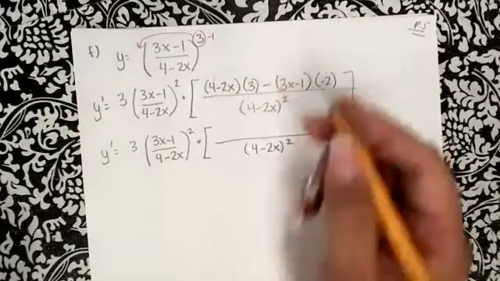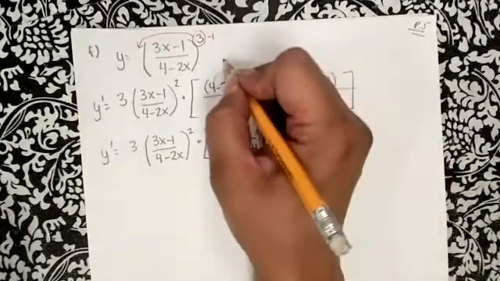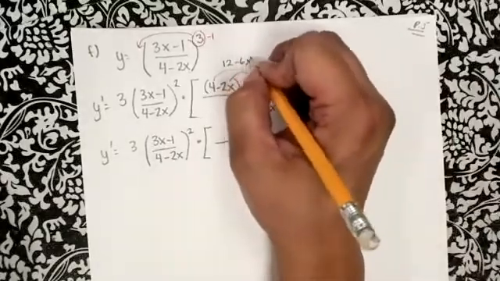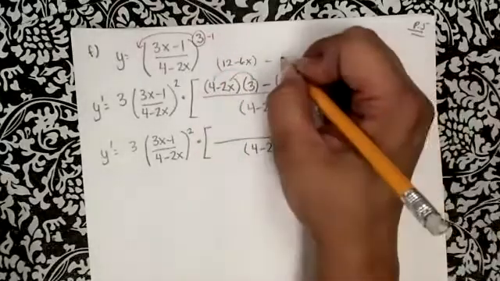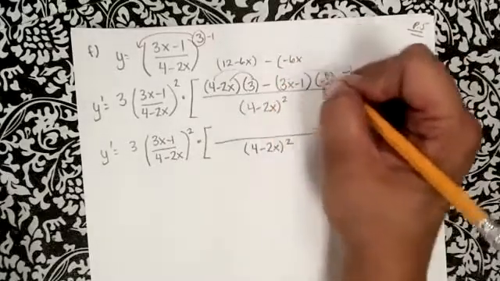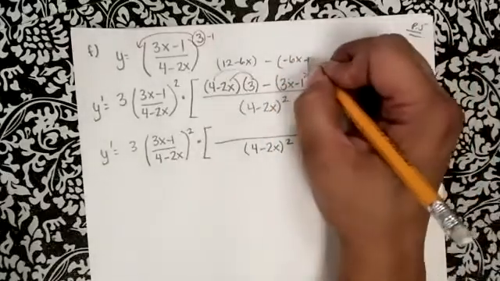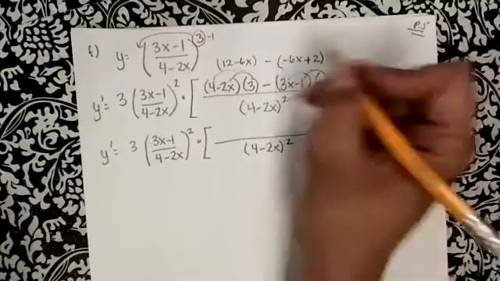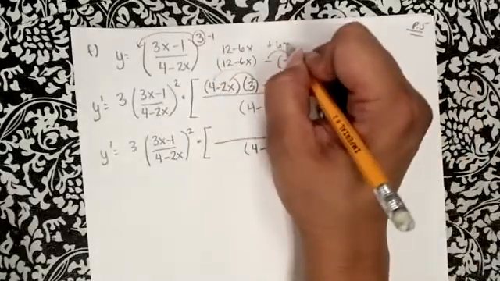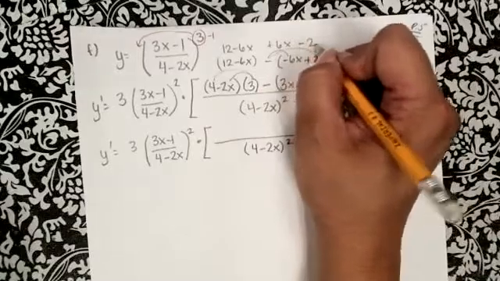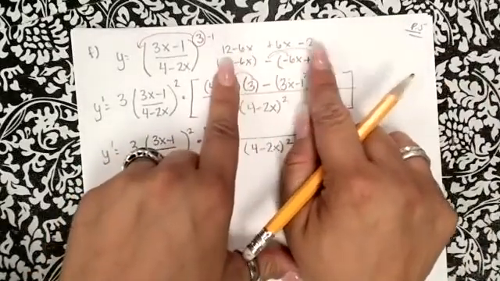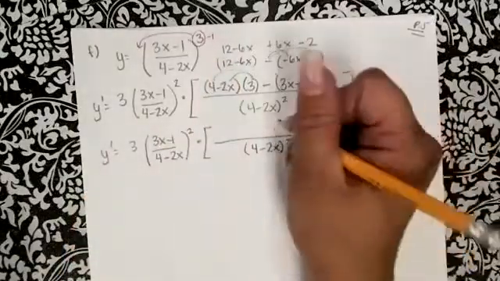So right here, 3 times 4 is going to be a 12. 3 times -2 is going to be a -6x. -2 times 3x is going to be -6x. -2 times -1 is going to be a +2. Negative times a negative is going to be a +6x. Negative times 2 is going to be a -2. So now when you're combining like terms, the 6x's cancel, and then 12 minus 2 is going to be a 10 in the numerator.